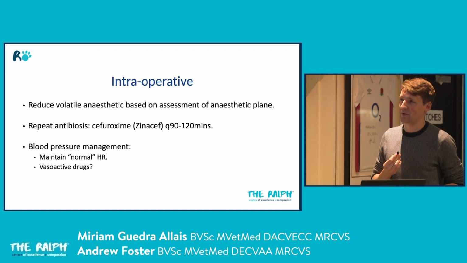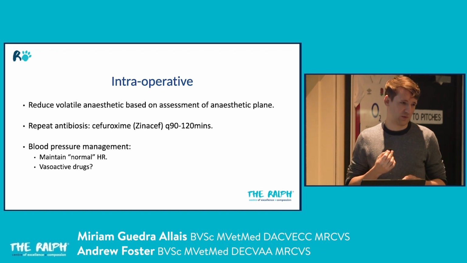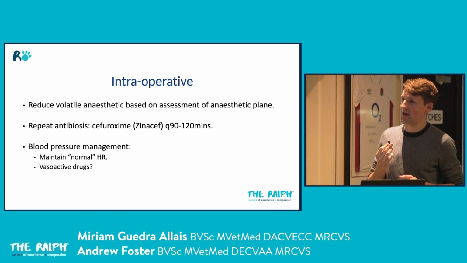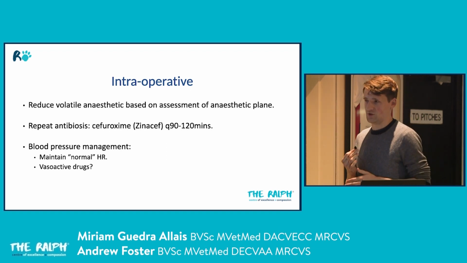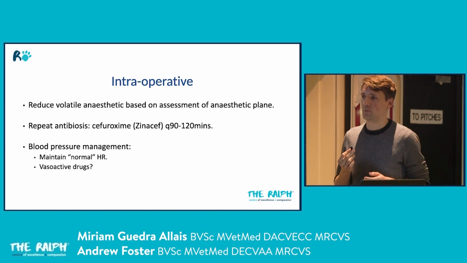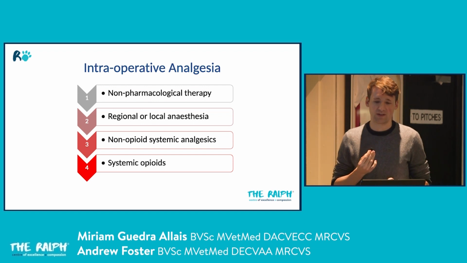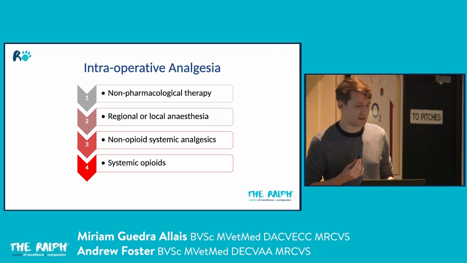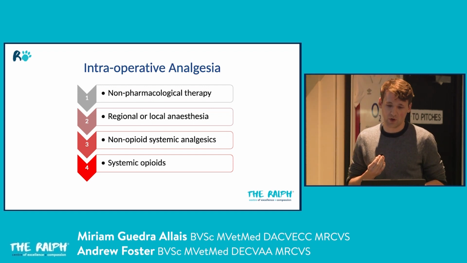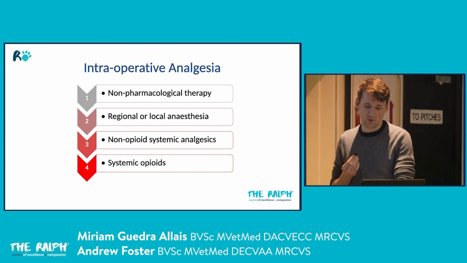Again, very similar themes, but we're reducing our volatile anaesthetic based on constant assessment of anaesthetic plane, and all of these other drugs that we add in are going to help us to do that. All of this is going to make blood pressure management so much easier, but again, maintaining normal heart rates is really important. And if you have the availability of vasoactive drugs, which is a whole other lecture, they can be very useful as well, certainly to reduce the amount of fluids that you need to give these patients. Again, we're going to review our analgesia. So this is where we're looking at intraperitoneal local anaesthesia before we close the abdomen, or incisional line blocks. And then lidocaine, ketamine, paracetamol, methadone or fentanyl, or both.